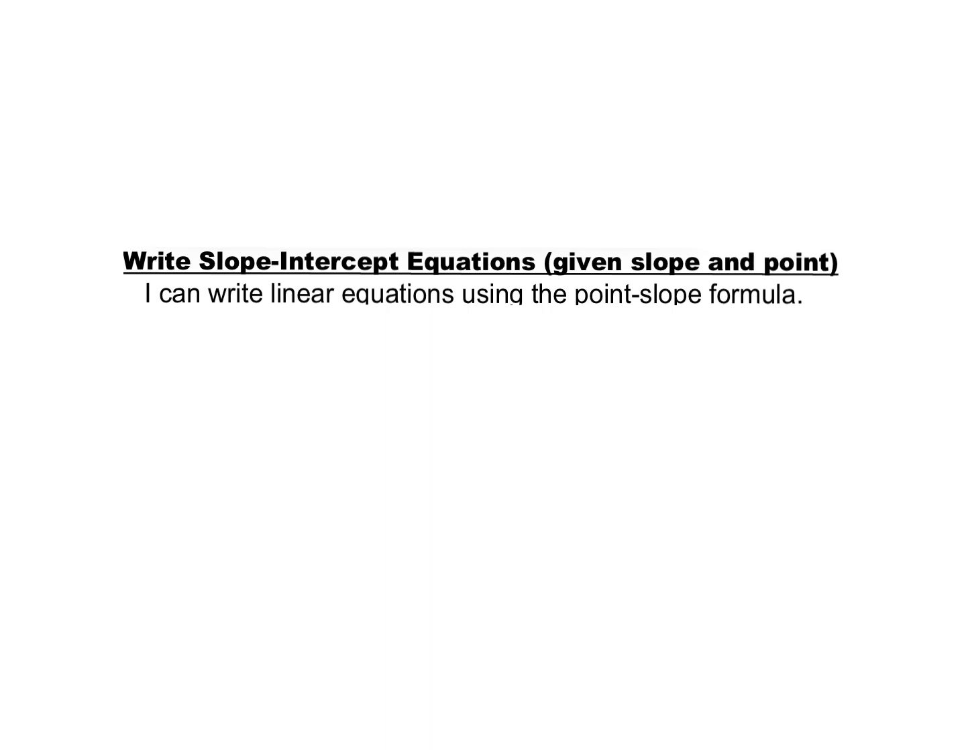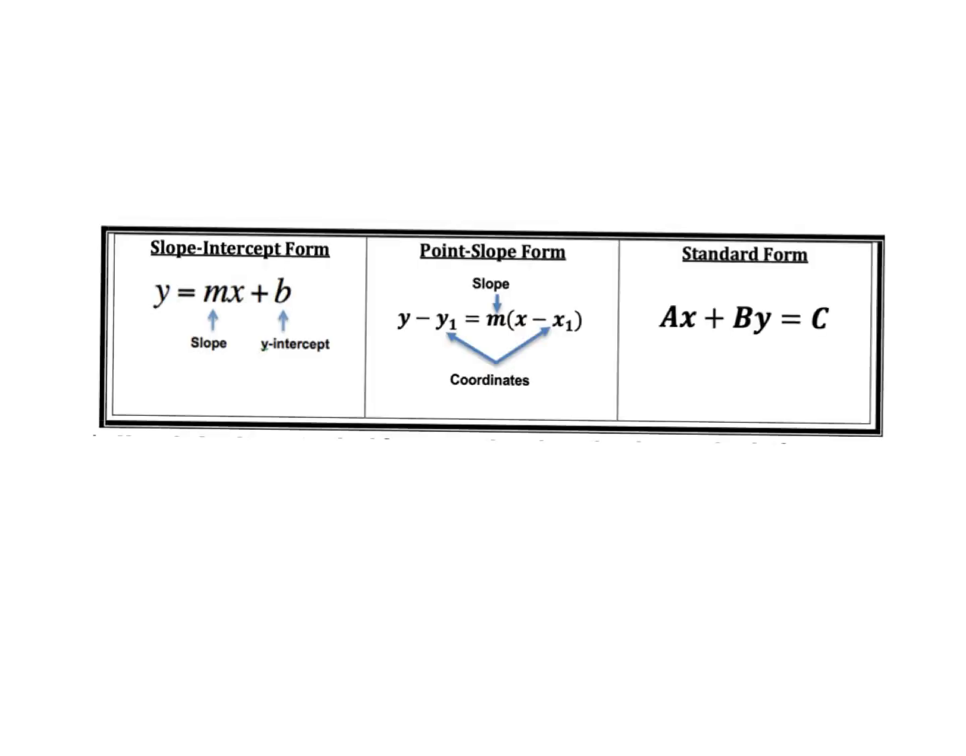In this lesson, we're going to write slope-intercept equations given the slope and a point. So we've been learning that there are different forms of linear equations. One is slope-intercept form, where you're given the slope and the y-intercept. The point-slope form, which we're going to be talking about today, is where you're given the slope and a coordinate, or a point. And then we have the standard form, which we'll be talking about at a different time.